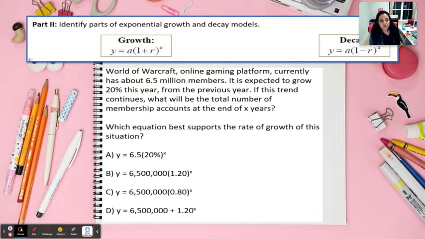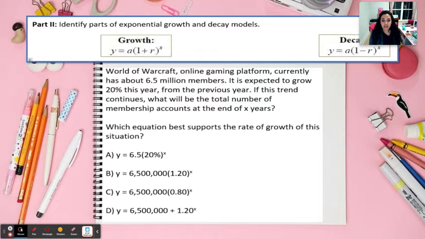All right, so now we're moving on to part 2 where we're doing the word problems. This was the second thing that we went over. So I'm going to read the word problem. It says World of Warcraft, online gaming platform, currently has about 6.5 million members. It is expected to grow 20% this year from the previous year. If this trend continues, what will be the total number of membership accounts at the end of x years? Which equation best supports the rate of growth of this situation?